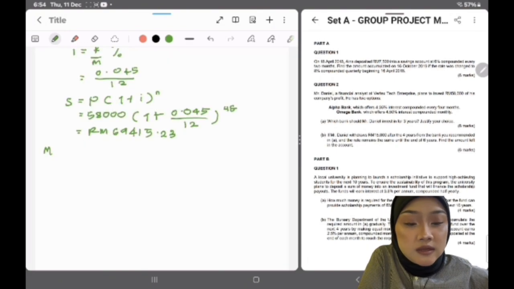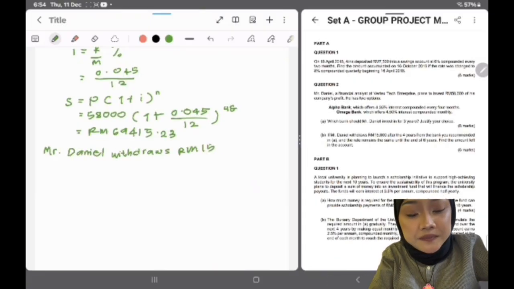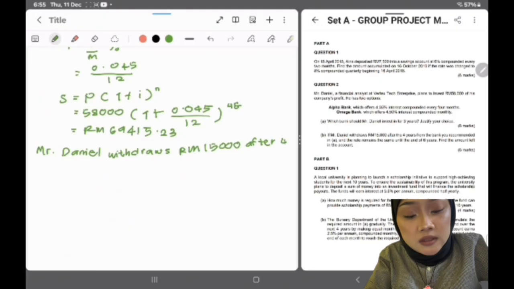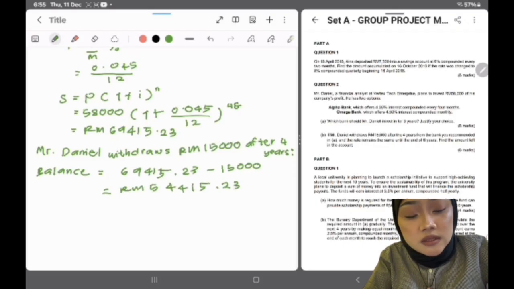Step 2, subtract the withdrawal. Mr. Daniel withdraws 15,000 ringgit. So 69,415 ringgit and 23 cents minus 15,000 equals 54,415 ringgit and 23 cents.